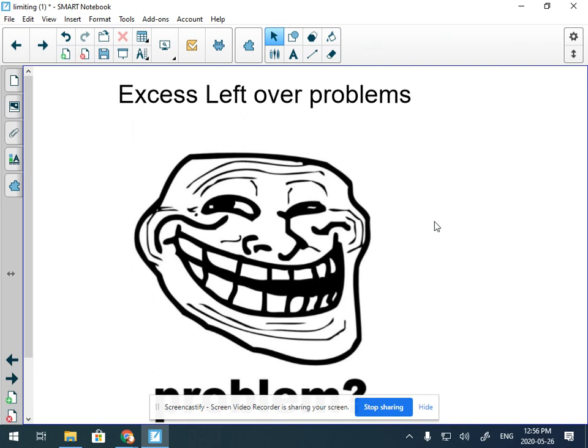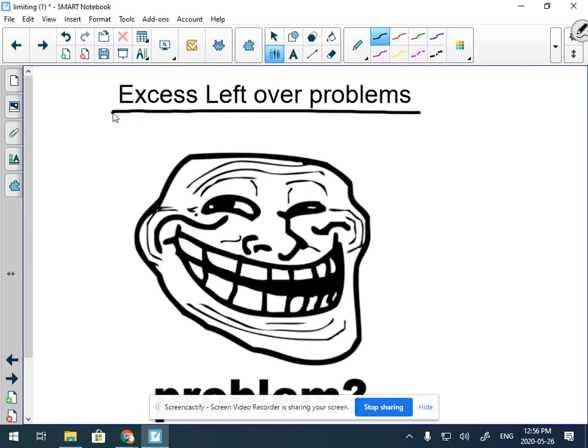Well, it's the third day of limiting reagents, and we might as well just get right to it. These are the troll problems because there's a little bit more going on. Instead of just figuring out what the limiting reagent is, or then using the limiting reagent to predict how much of a product you're going to get, these problems ask if all of the limiting reagent is used up, how much excess is left over.